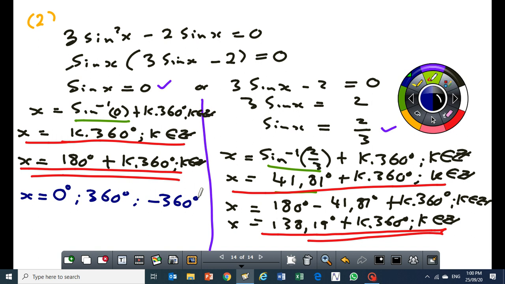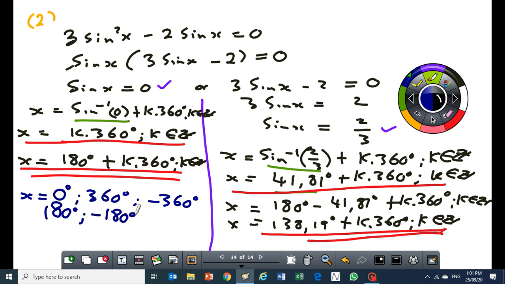If we substitute for the second one, we get these values here. Now we are using this general solution. If I put k equal to 0, I'll get 0 times 360 plus 180. So 180 is also a solution. I'm carrying on with all the possible values of x. If I put k equal to minus 1, minus 1 times 360 gives me minus 360. Minus 360 plus 180 gives me minus 180.